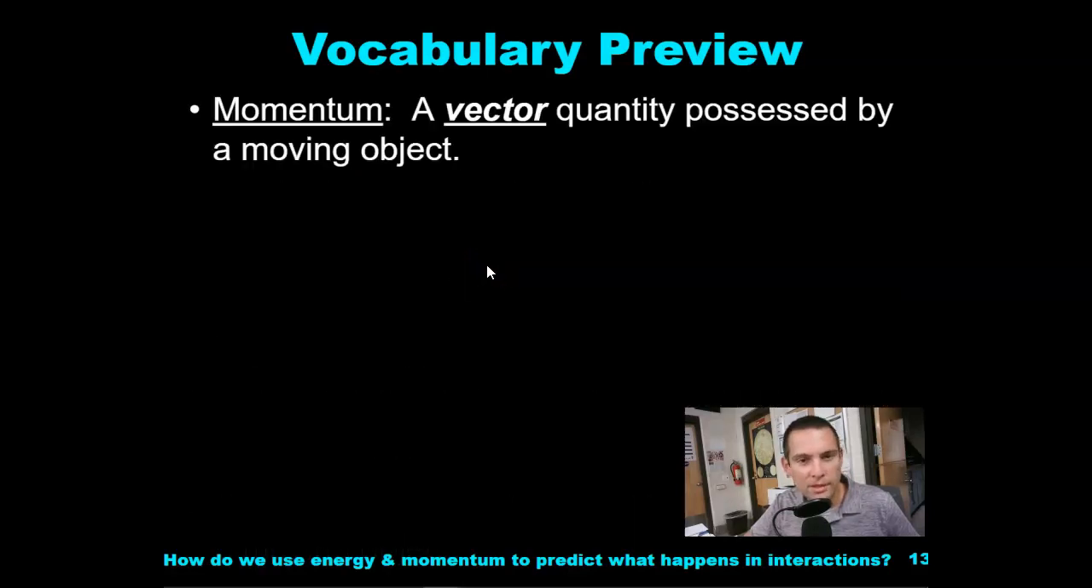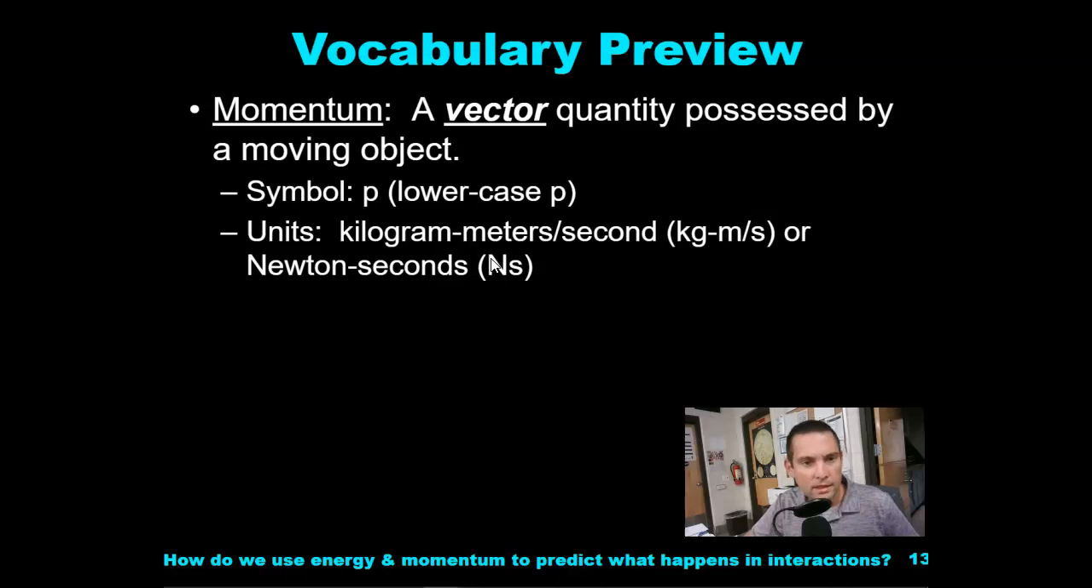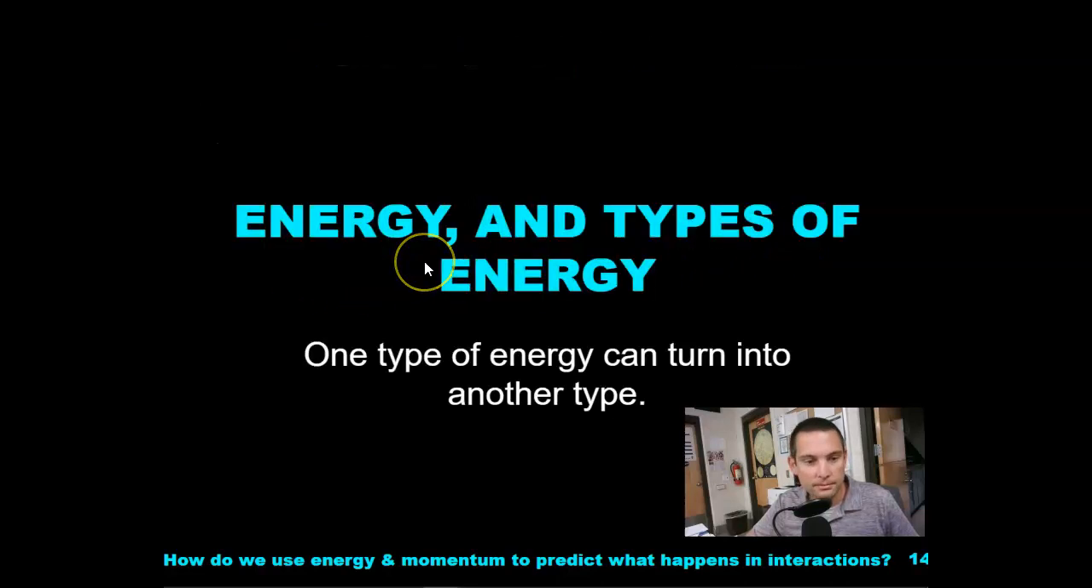but they're there. Momentum is a vector quantity possessed by a moving object. The symbol is p, a lowercase p, not a capital P; that would be something different. So momentum is a vector, so we have direction. The units for this are kilogram meters per second, kg times meter per second, or you can just say a Newton second, Newton times a second. All right, that was our vocabulary.